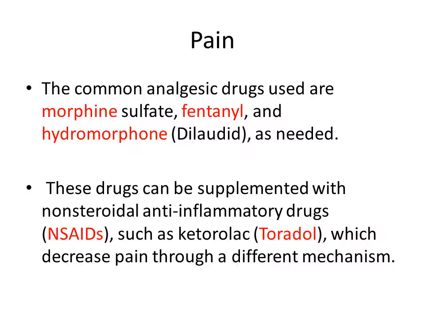Pain: the common analgesic drugs used are morphine, fentanyl, hydromorphone as needed. These drugs can be supplemented with non-steroidal anti-inflammatory drugs like ibuprofen, and non-steroidal anti-inflammatory drugs such as ketorolac, Toradol, which decrease pain through different mechanisms. Others are less commonly used, but the most commonly used among patients post open heart is Toradol.